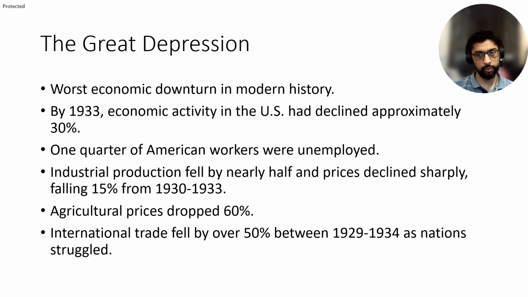The Great Depression was the worst economic downturn in modern history, beginning with the stock market crash of 1929 in the United States. By 1933, economic activity in the US had declined approximately 30% from the 1929 peak. One quarter of American workers were unemployed. Industrial production fell by nearly half, and prices declined sharply, falling 15% from 1930 to 1933. Agricultural prices dropped 60%.